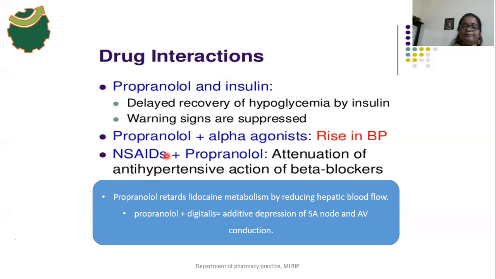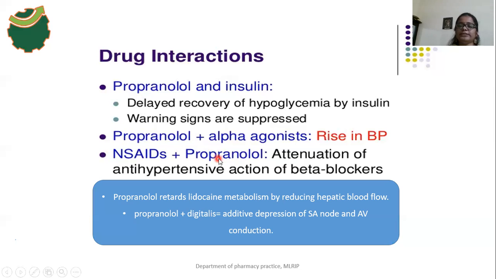So when a person is taking NSAIDs, that person's BP increases. So when NSAIDs are used along with propranolol, what will happen? The antihypertensive action of the beta blockers is suppressed. Attenuation means a decrease in the force of the antihypertensive action of the beta blockers, because the non-steroidal drugs promote blood pressure.